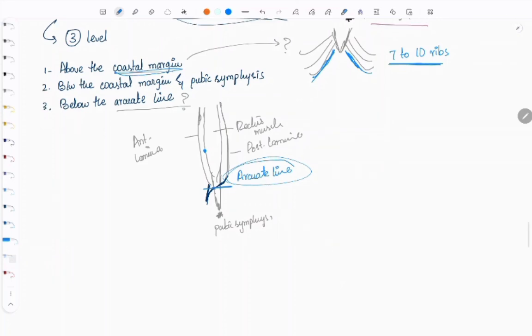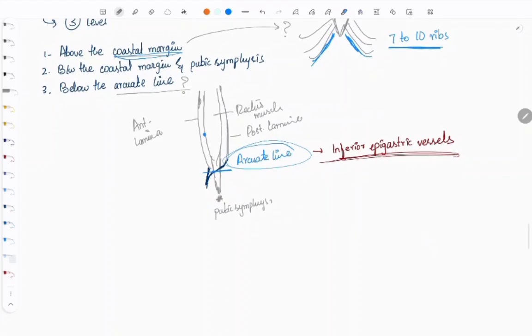The arcuate line is also the site where the inferior epigastric vessels enter the rectus sheath, and it is also an important surgical landmark. The arcuate line is considered a site of weakness in the abdominal wall.